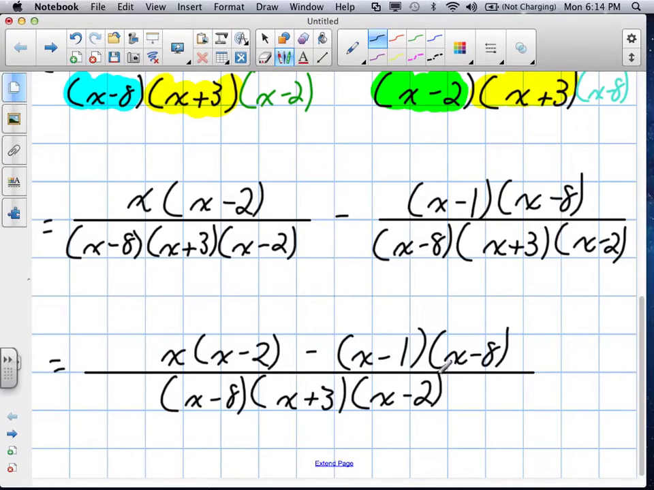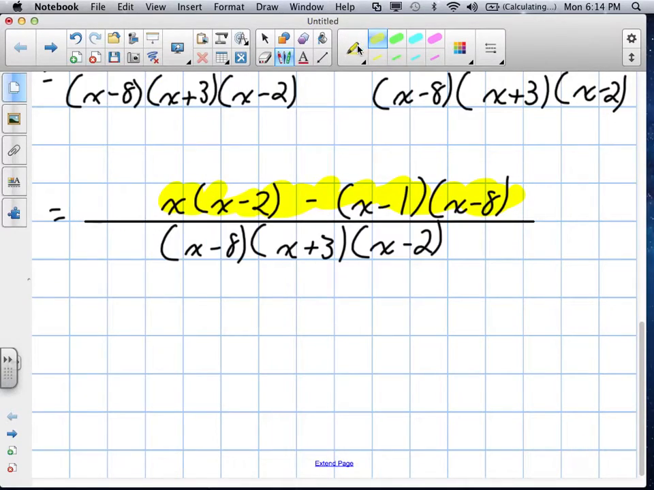So our new goal now is to expand and simplify the top of this. We're just going to focus on this part here. We're going to expand and simplify, try to get a quadratic, and then factor that to see if we can simplify farther. That's our new goal. So we'll do it in, we didn't use blue before, right? So we're going to do that in blue.